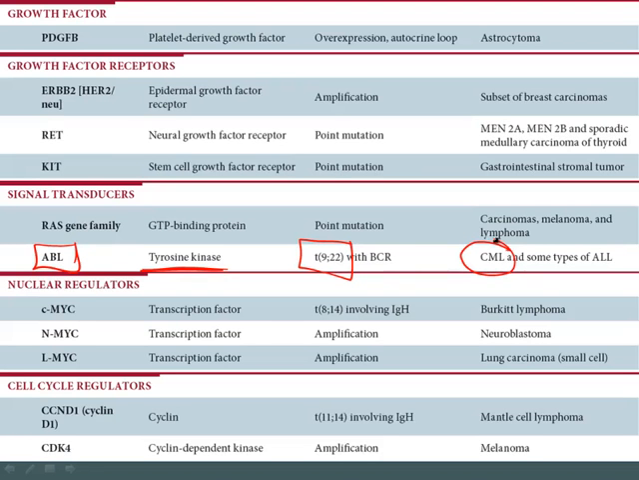So this is another example of overexpression of a signal transducer. Now, it's important to note that the 9;22 translocation defines CML. It defines CML. But also I would be aware of the fact that the 9;22 translocation is also seen in some types of ALL, and in particular in adult ALL. Now remember that ALL is basically a disease of children.